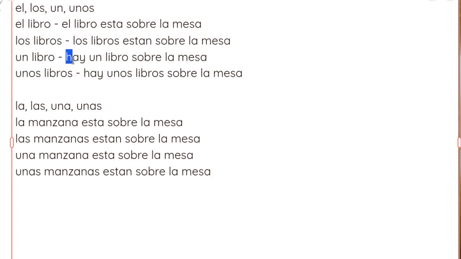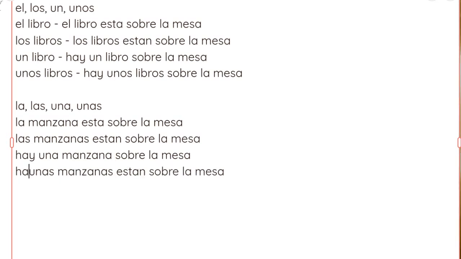In this case, let's use the same. Okay, hay una manzana sobre la mesa. Okay. There is an apple on the table. Hay unas manzanas sobre la mesa. There are some apples on the table. Okay.